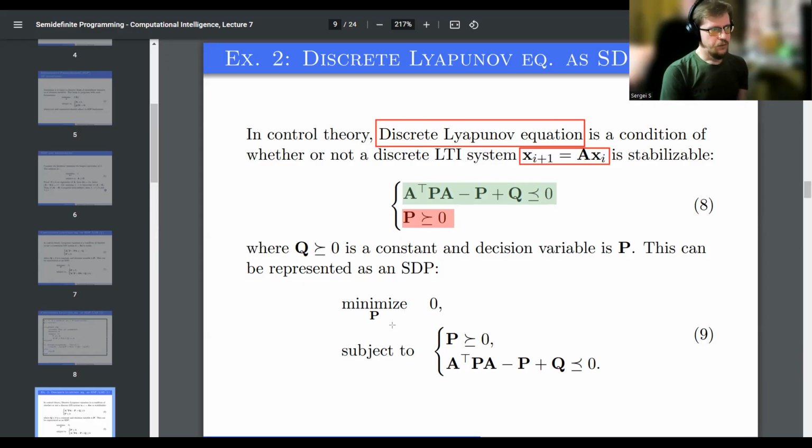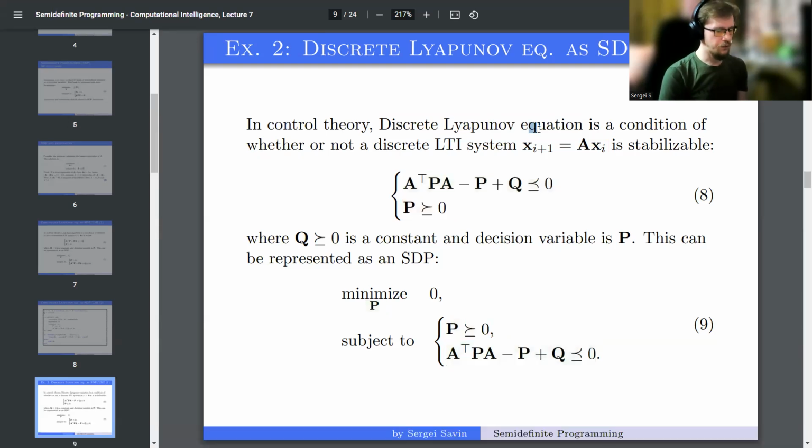What do we do? Well, we can represent it as an SDP. Again, we have here our decision variable P. P is bigger than 0, and A transpose PA minus P plus Q is less than or equal to 0. Those are two LMIs that we have. Two LMIs. That's it. Very simple. And the code for this problem, you can already kind of imagine how it looks.